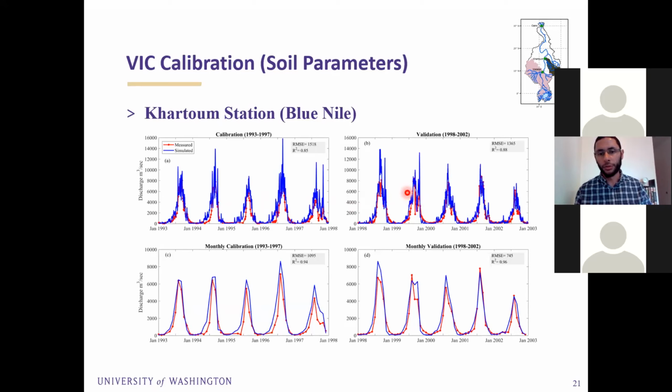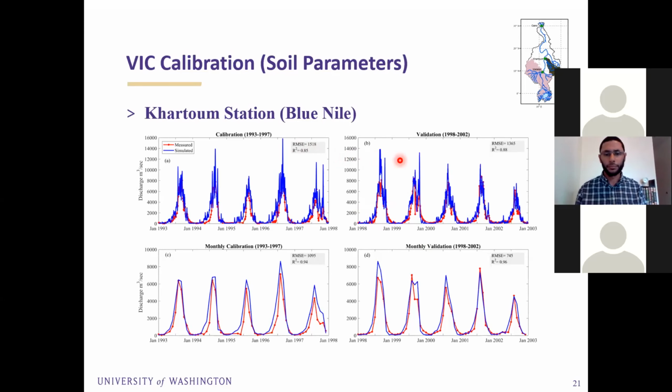Then you run the model with the parameters that you calibrated, and you see how the model performs. This is actually what I'm showing here in the right panel. The right panel shows that the model, even without changing any parameters, is still performing very well in terms of simulating the streamflow. So that's the difference between the calibration and validation. They are done for different years: the calibration is for 5 years and the validation is later for a different 5 years. Is this answering your question?